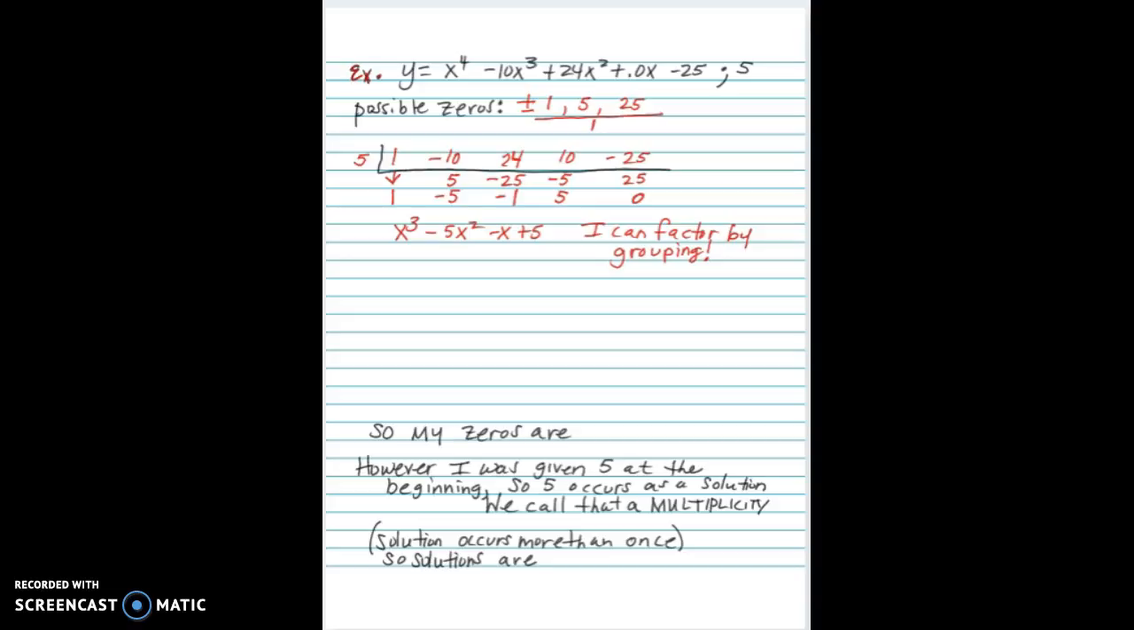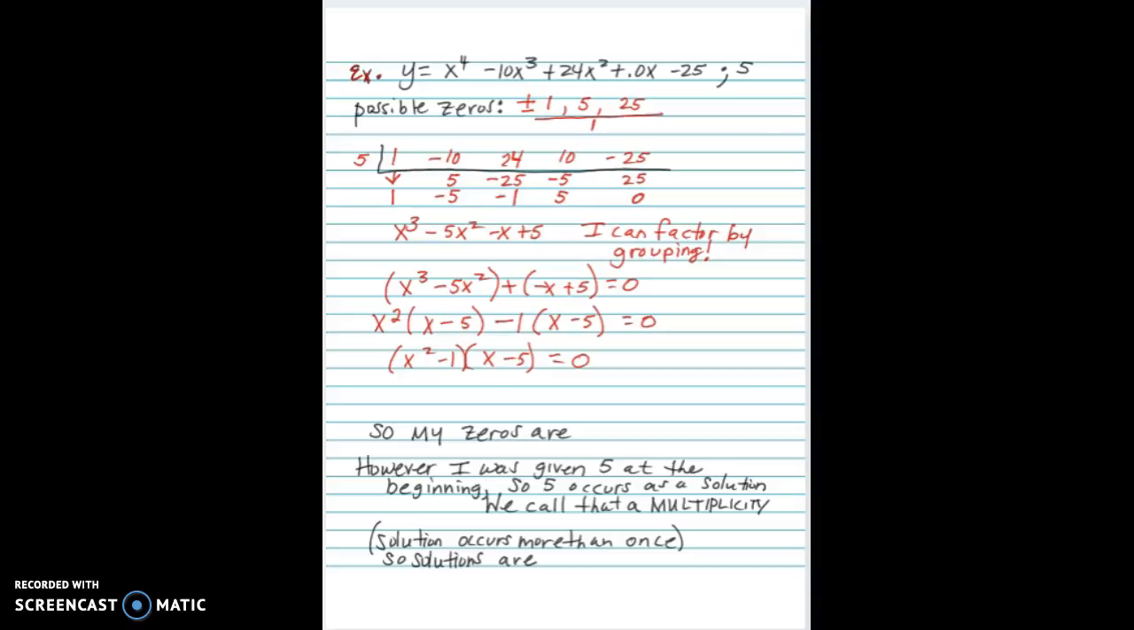So let's group this. Okay, x cubed minus 5x squared is one group, plus negative x plus 5 is my second group, and we equal 0. My GCF of the first group is x squared, leaving me an x minus 5. And then I'm factoring a negative 1 out of the second group, leaving me an x minus 5. Of course, I still equal 0. Now I have x squared minus 1 and x minus 5 equals 0.